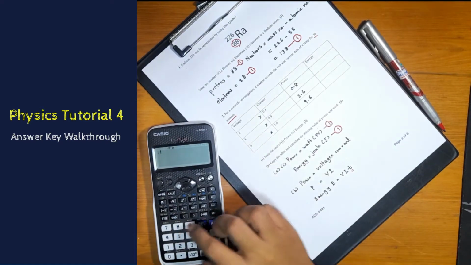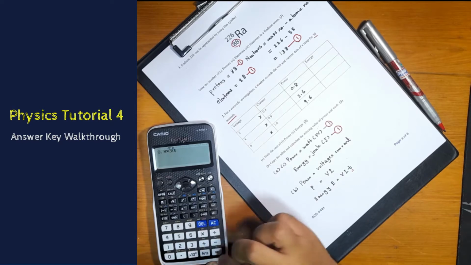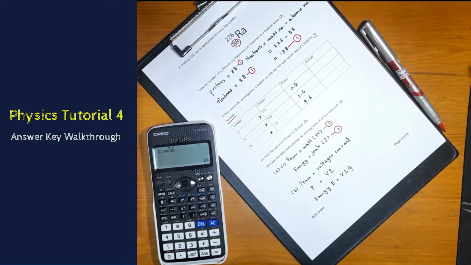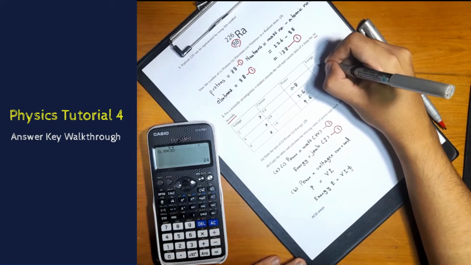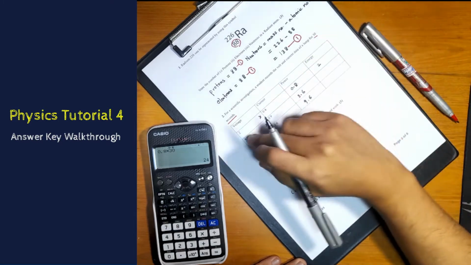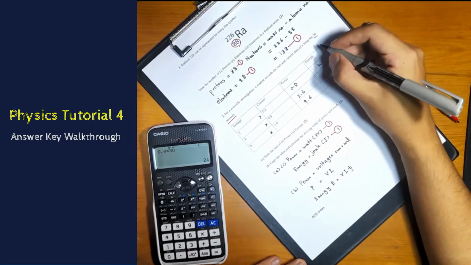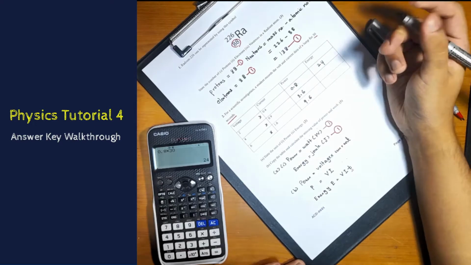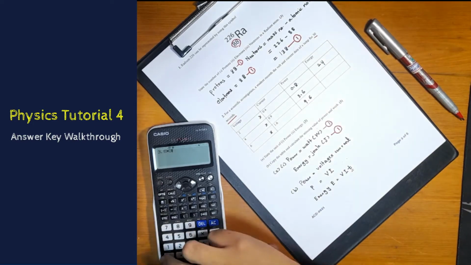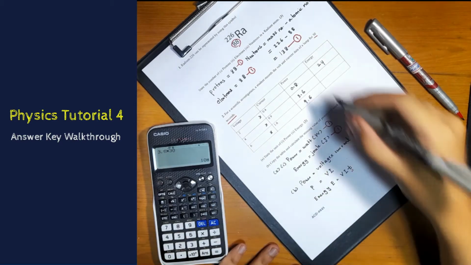So let's just say 0.8 times 30. This is VI, okay, 24. Okay, this is 2.6 times 30. This is 108.